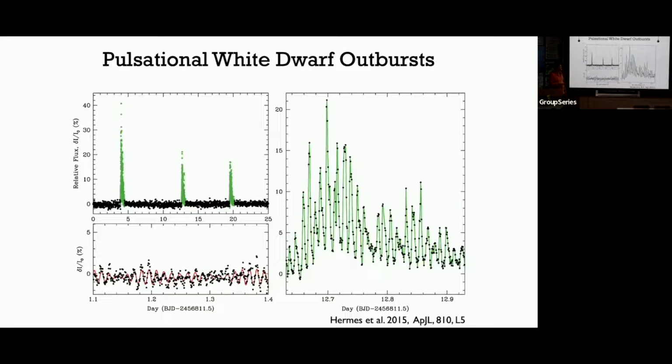So this is a really dramatic example of another pulsating white dwarf that had increases in brightness up to 40% during the oscillations. And zooming in on the region of one of these outbursts, we can see that the oscillation signatures, which you can see here in quiescence, increase dramatically during the outburst.